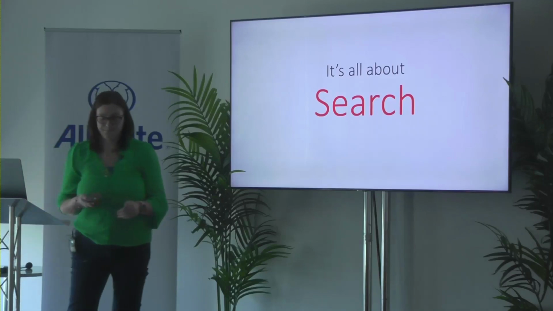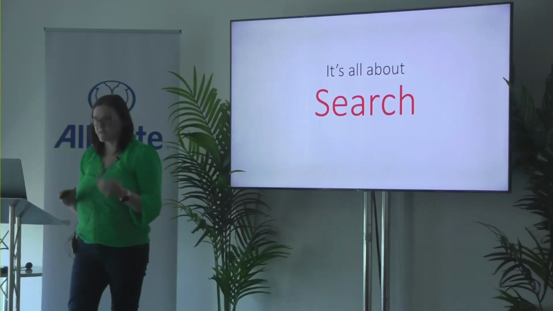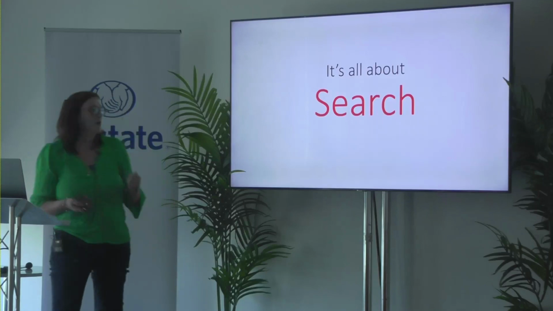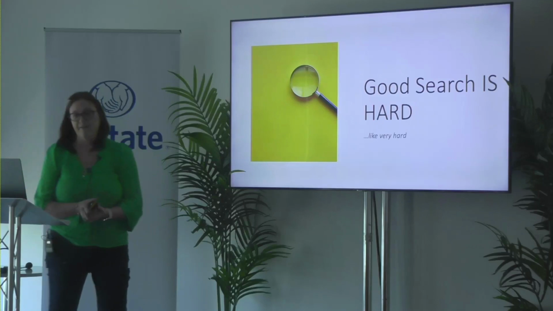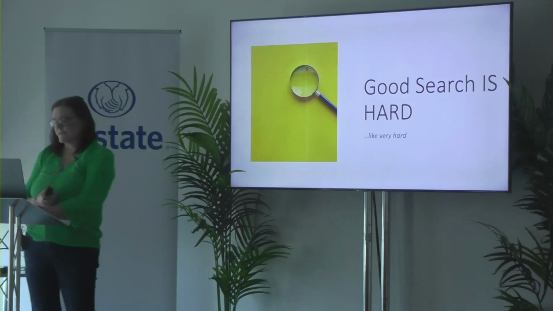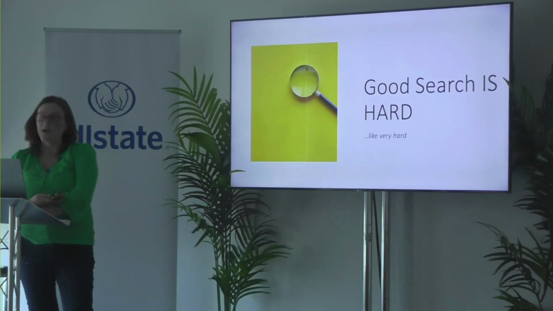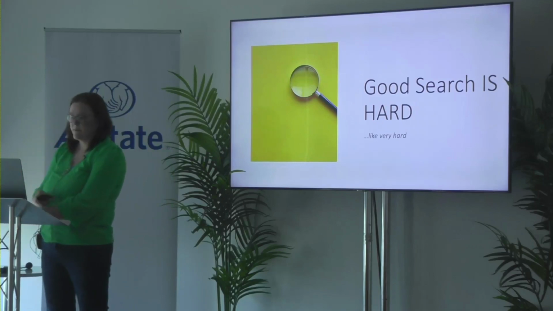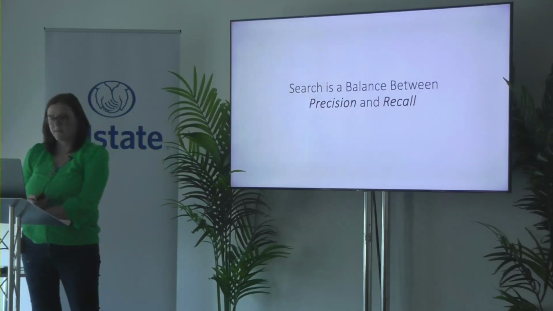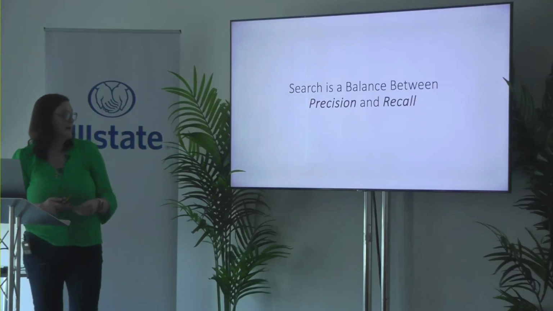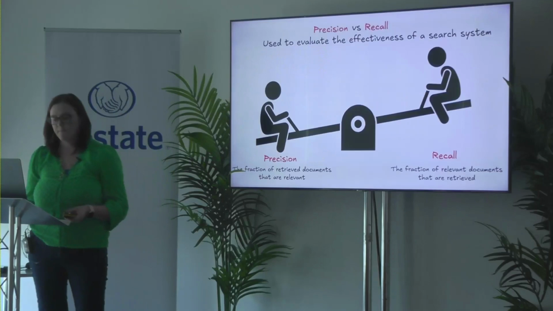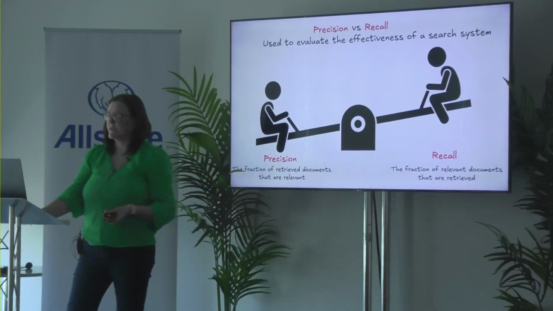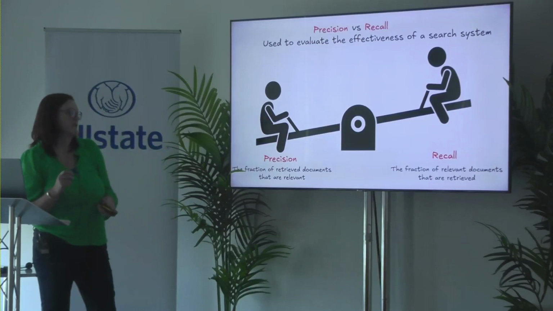So in my opinion, building conversational AI and conversational AI search is hard. Good search is very hard. And why is that? So let's quickly go through some of the concepts around search. Search is a balance between precision and recall. So what does that mean? Precision and recall are the metrics used to evaluate the effectiveness of a search system.